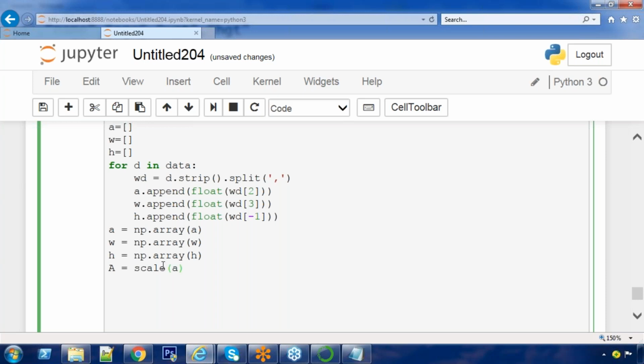Scale of A. Or else, we already did one more function, right? Scale matrix. If I pass a matrix, except the first column, all remaining columns will be scaled. For that we did one function, scale matrix.